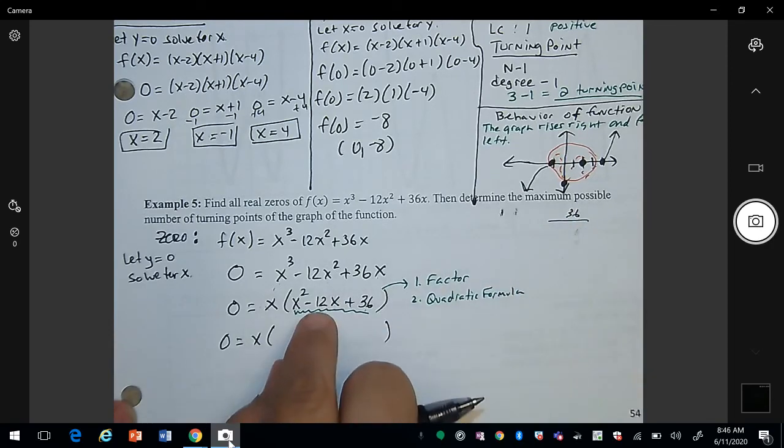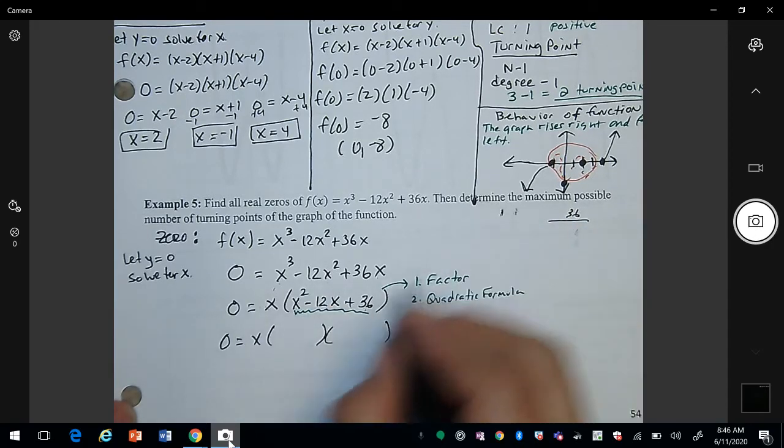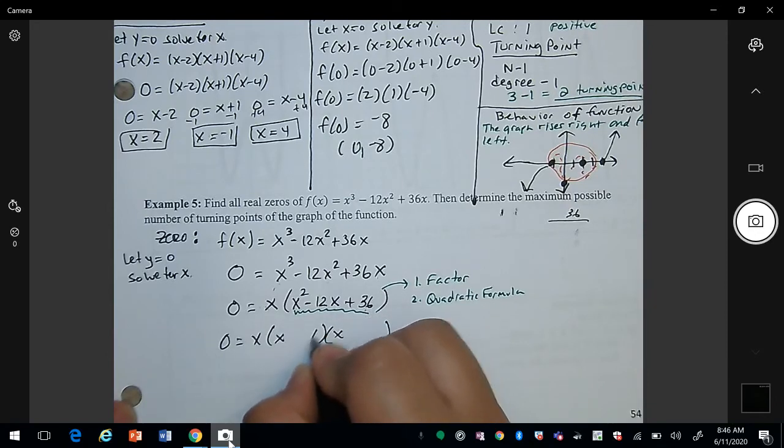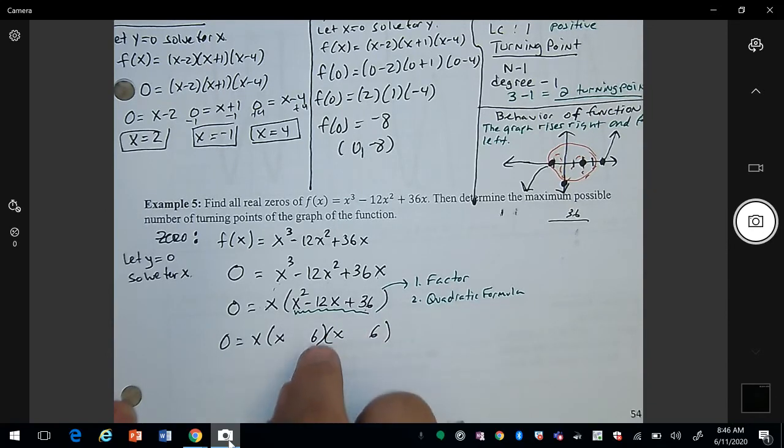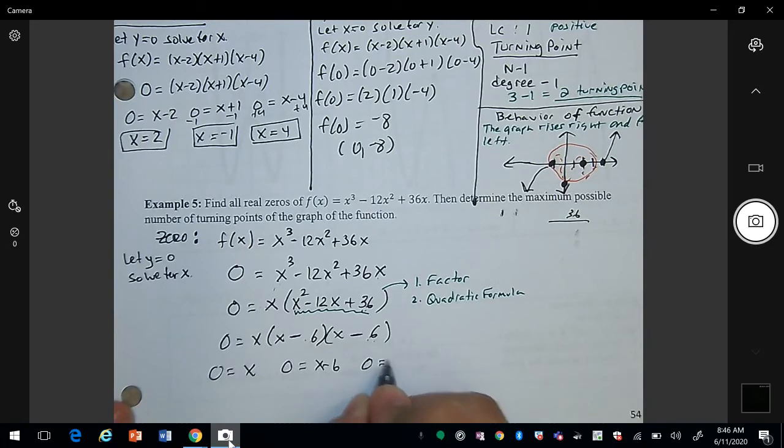So for 36, I need two numbers that when I multiply them will give me 36 and when I add them give me 12. That's going to be 6 times 6 is 36, and 6 plus 6 is 12. I need this to be a negative, and this is a positive, so the signs will be the same. So -6 times -6 is positive 36, and -6 plus -6 is -12. Now I can set the factors equal to 0, and so here we get x is equal to 6 and x is equal to 6.